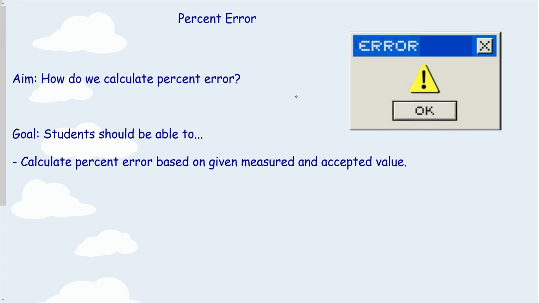Welcome to chemistry. Today we are going to learn how to calculate percent error. And to do that, we need to understand what is measured and accepted value.